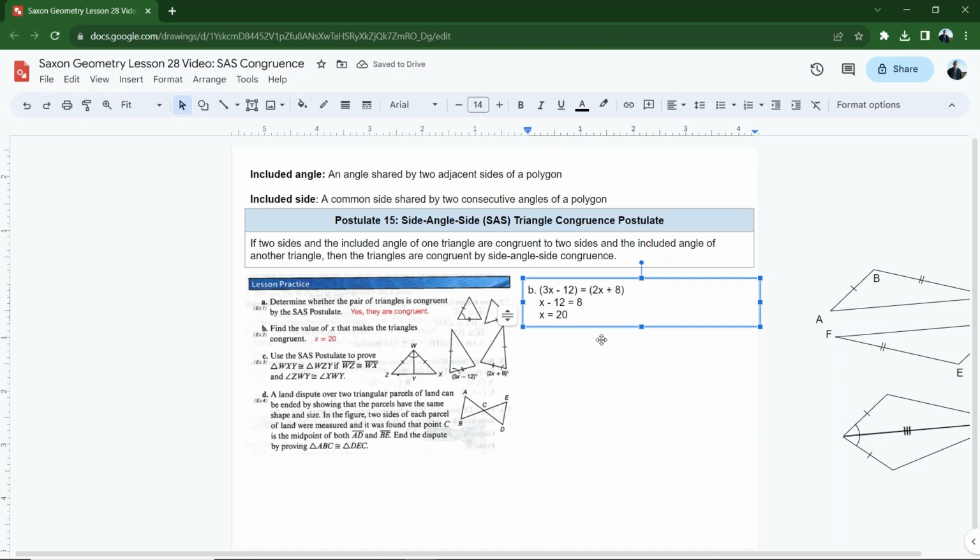All right, now, the more important one. Let's look at letter C. Use the side angle side postulate to prove that triangle WXY is congruent to WZY if WZ is congruent to WX, that's that little tick mark on the side there, and ZWY is congruent to XWY. That's the angle marker at the top.